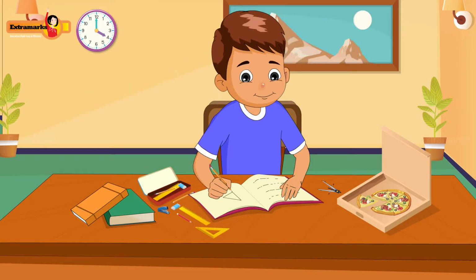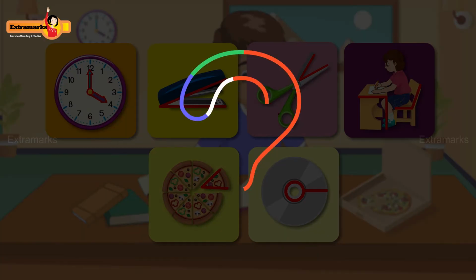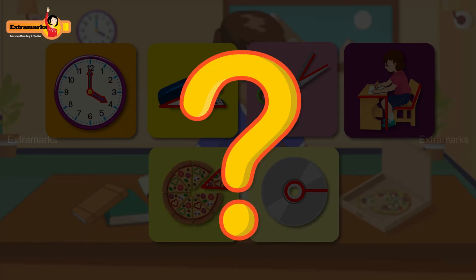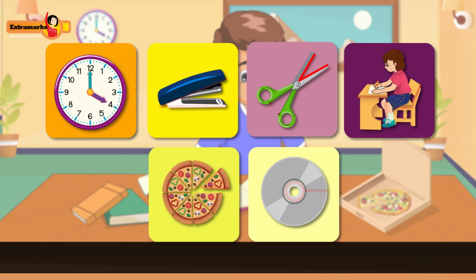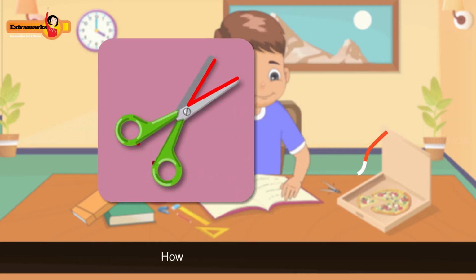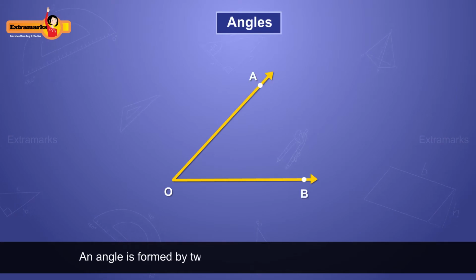Look at some of the objects used or seen in our everyday life. Now, observe the highlighted parts of these objects. What do they represent? The lines highlighting the parts of these objects form different types of angles. Now, the question arises, how is an angle formed? An angle is formed by two rays having a common initial point.